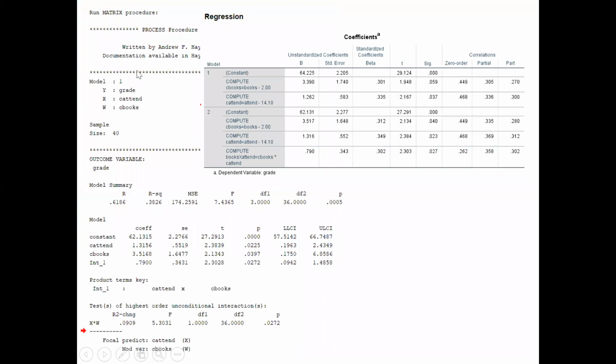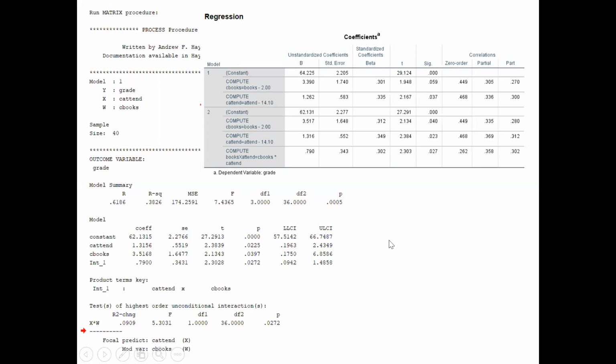This is what the output looks like. In my opinion, it's a little less nice looking and easy to interpret than SPSS, but it's still the same thing. Our constant 62.13, attendance 1.31, books 3.51, and then our interaction 0.79. Same things. It gives us our B, our standard error, our t, our p-value, and our confidence intervals.